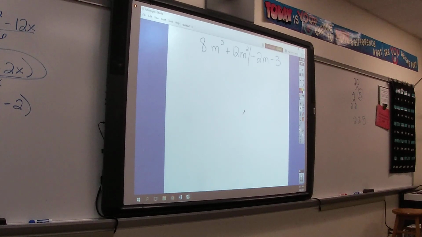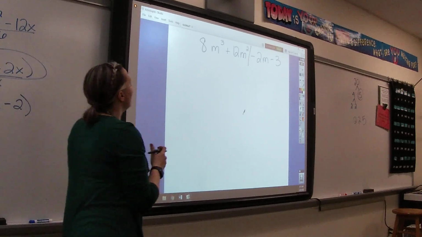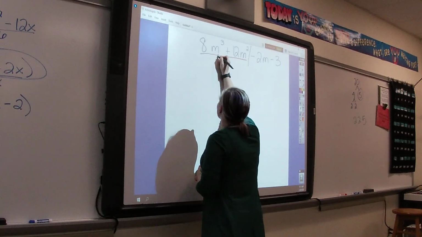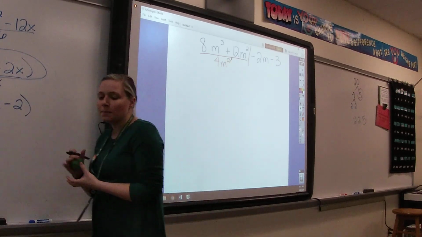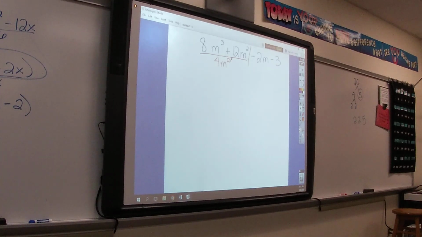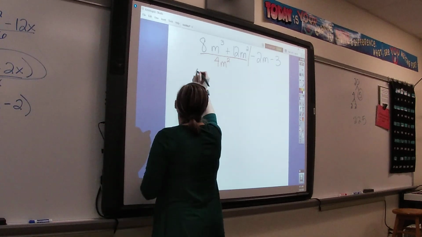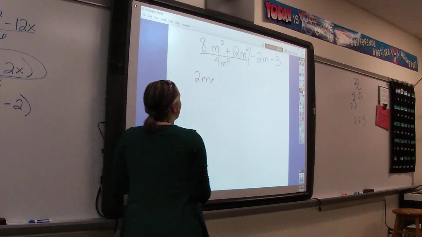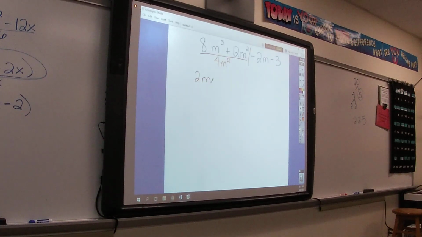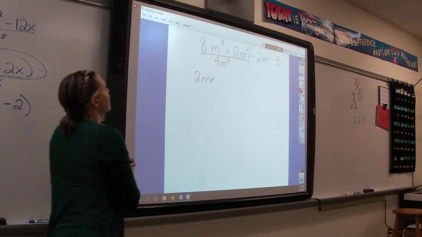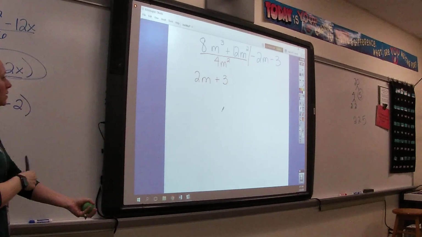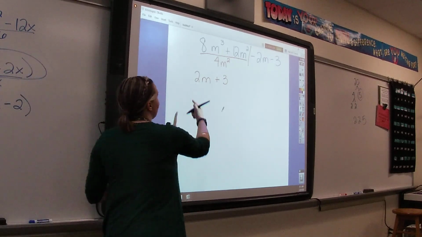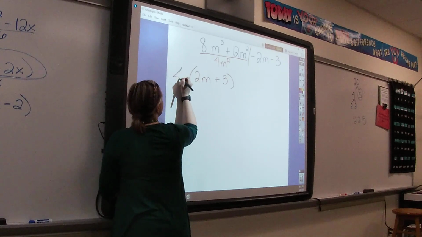What next? GCF of each side. So what goes into 8 that will also go into 12? 4m squared, right? Because they both have the variable with the smaller exponent. 8 divided by 4 is 2. m cubed divided by m squared leaves m. 12 divided by 4 is 3. Any m's left? Nope, those cancel out. So can't go any further. Nothing I can divide here, so we did get the GCF.